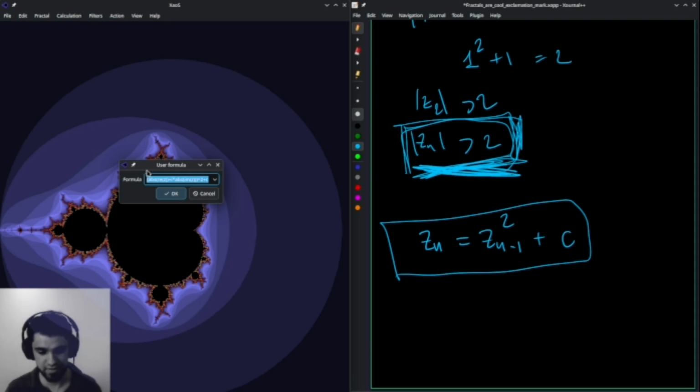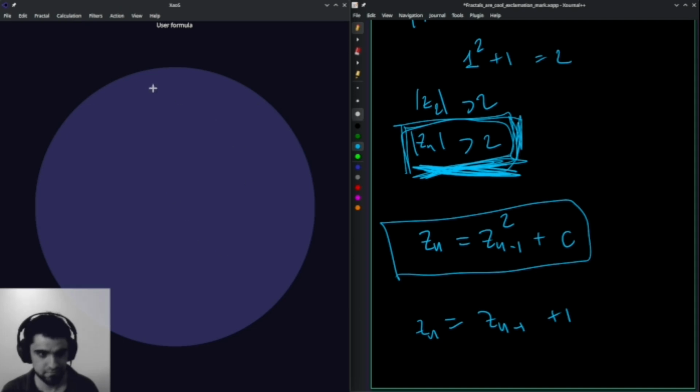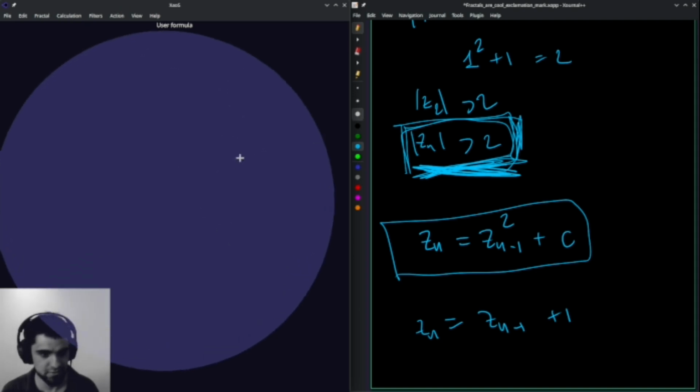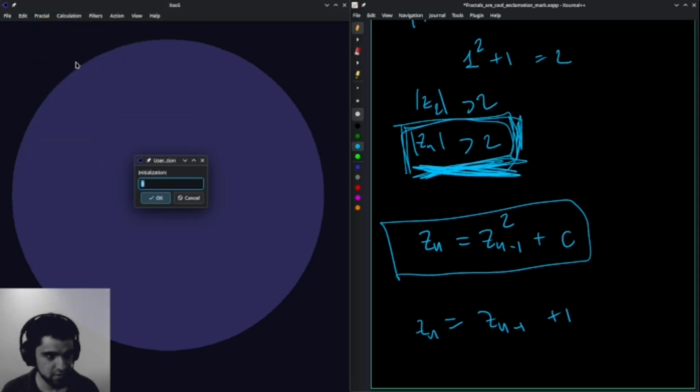So what happens if we have z, I don't know, plus 1. When I write z plus 1 here in the user formula, this means Zn is equal to Zn minus 1 plus 1. What do you think will happen? Well, this is what happens, I guess. Wait, no, that can't be right. We need to initialize this, I think.